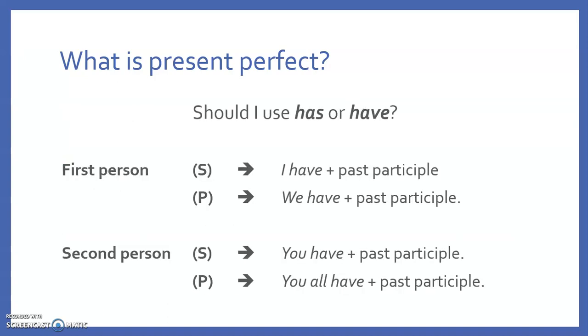But let's review. Should I use has or have? For first person singular and first person plural, use have, as in I have or we have. For second person singular and second person plural, also use have. You have, you all have.